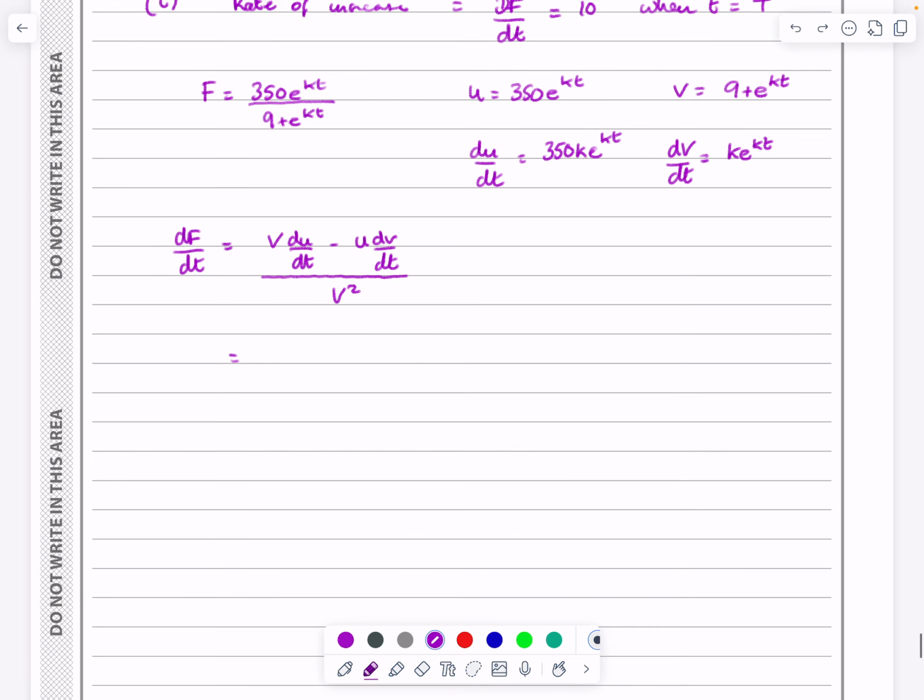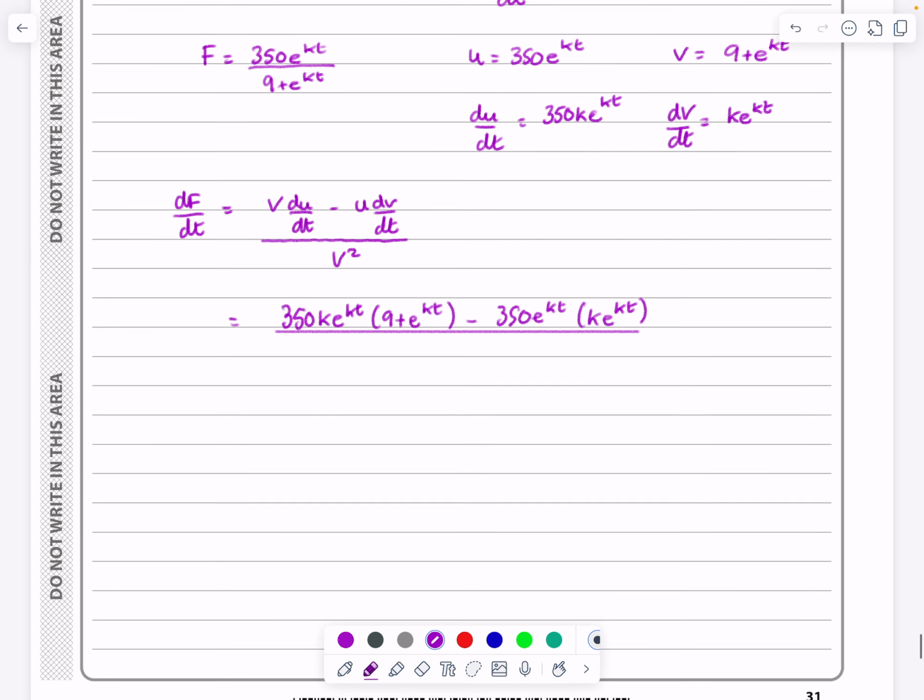So v du, let's have a look and see what we've got here and just keep it nice and neat. I've got those two things multiplied together, v du, and I'm going to write that as 350 k e to the kt times 9 plus e to the kt, minus the other two, so that's 350 e to the kt times k e to the kt, all over v squared, which is going to be 9 plus e to the kt all squared.